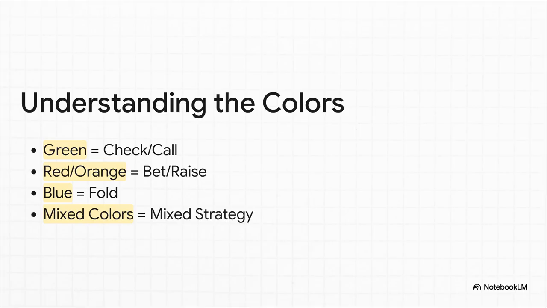The first step is just some basic color coding. Generally, green means passive plays, like checking or calling. Red and orange, that's your aggression, betting or raising. Blue is for folding. And when you see a square that's a mix of colors, that's the solver telling you to mix up your play.